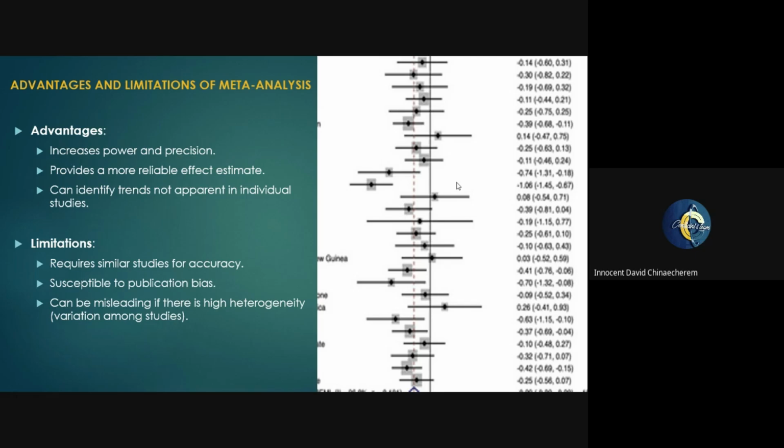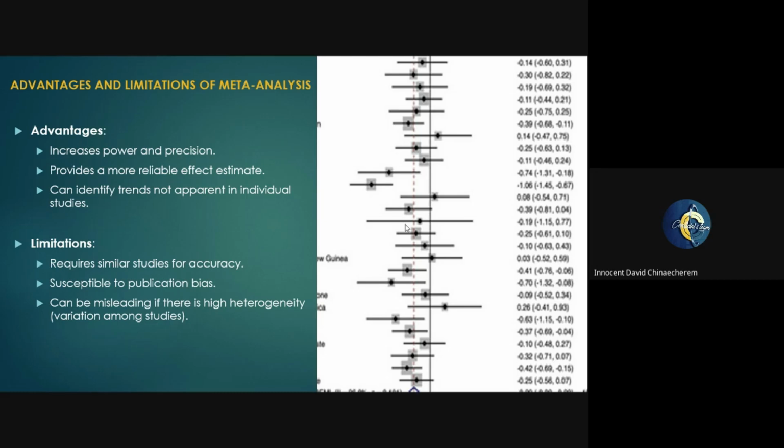We still get to explain this in detail with examples. And also it can identify trends that are not apparent in individual studies, because we are trying to combine data from several studies, so it's easier for us to see the trends. Just like if you look at this picture here, you can actually say, okay, these are some of the points for these point measures. And it's much easier compared to when we are doing any other form of synthesis that is not numerical.